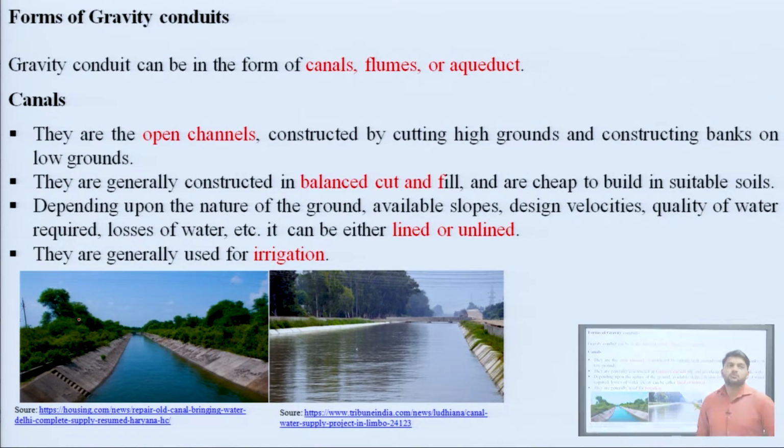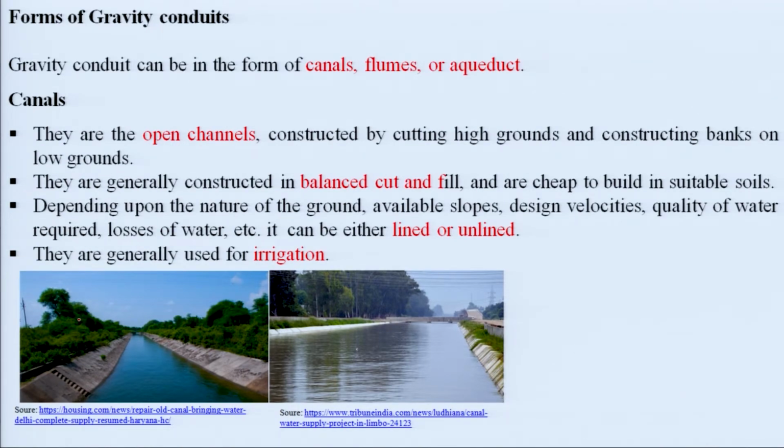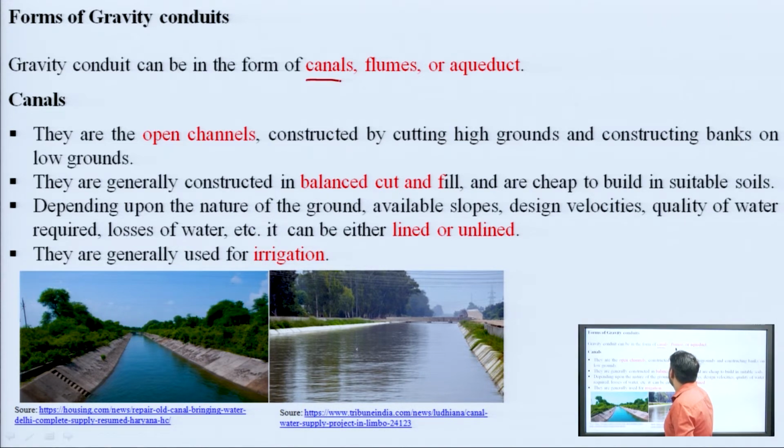Next is forms of gravity conduit. As I discussed, gravity conduits can exist in the form of canal, flume and aqueduct. The representation or sketch of a canal can be seen from these two figures, and we can easily detect the shape of that particular canal. What will be the shape of that particular canal?